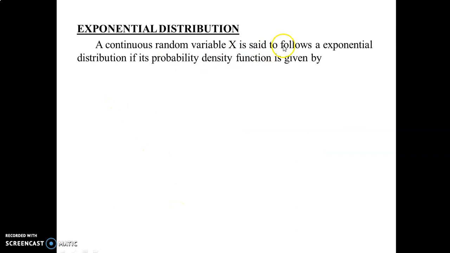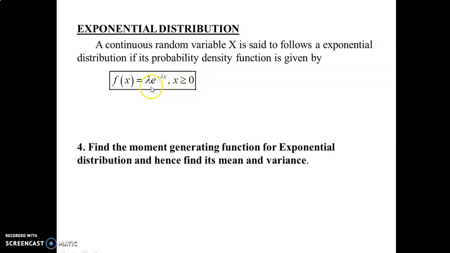Next is the exponential distribution. A continuous random variable x is said to follow an exponential distribution if its probability density function is given by f of x is equal to lambda e power minus lambda x, for x greater than or equal to 0. That is the probability density function of the exponential distribution. Here x values are given in an interval, so this is continuous type.